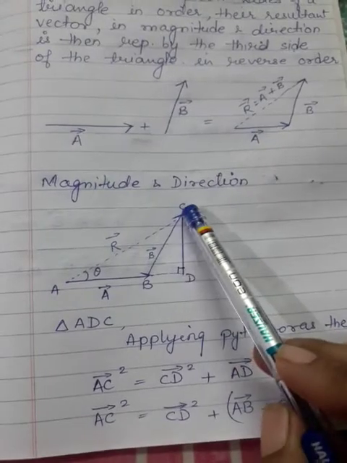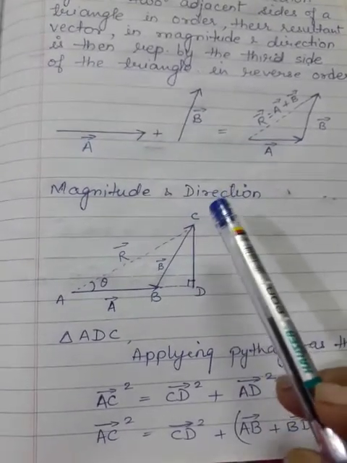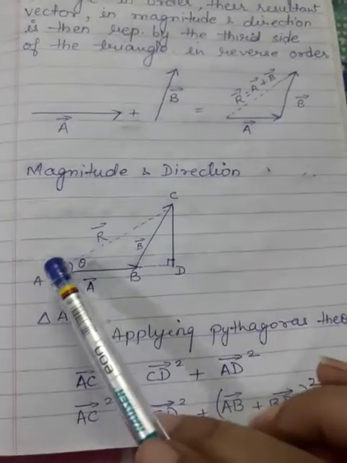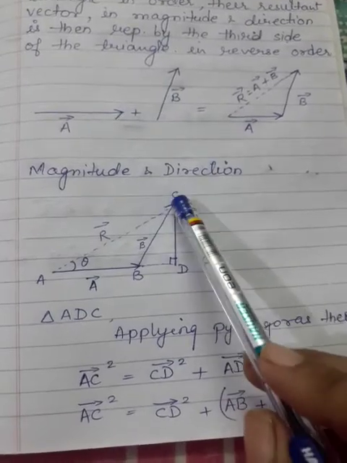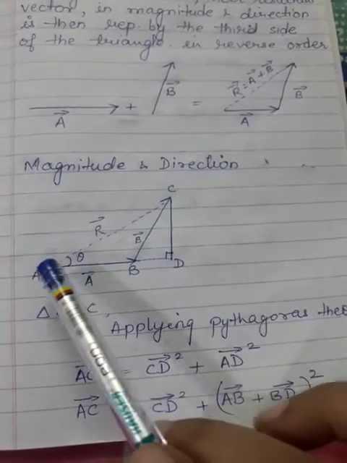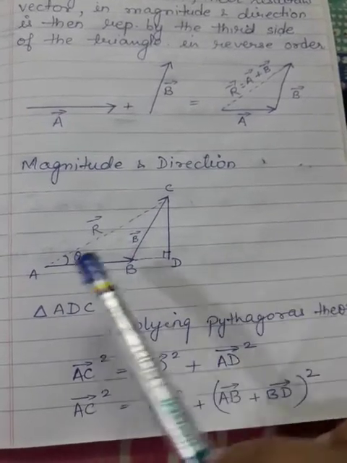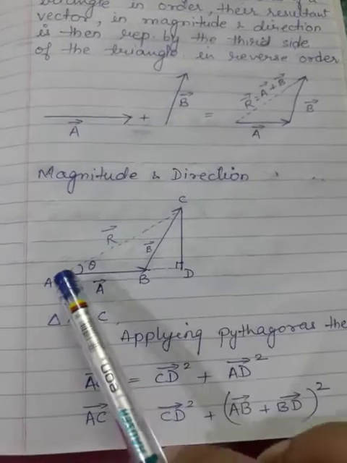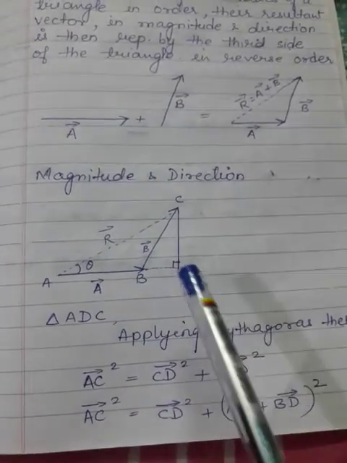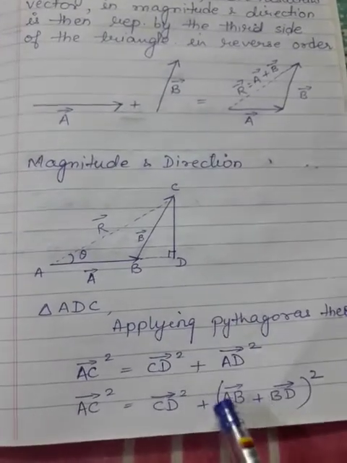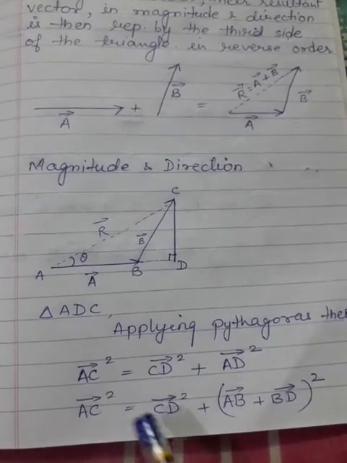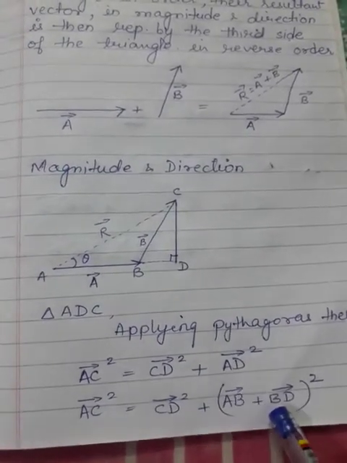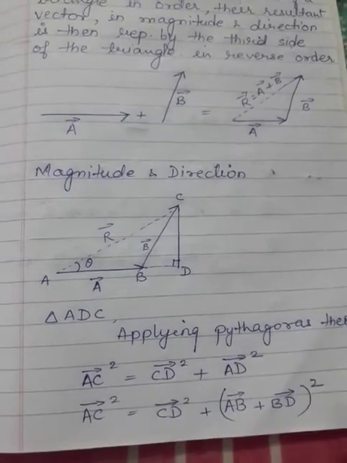Hence, AC is the hypotenuse. Applying the Pythagoras theorem, what do we get? Vector AC square is equal to vector CD square plus vector AD square. Now, if you see, AD is divided into two parts, AB plus BD. Hence, in place of AD, vector AC square is equal to vector CD square plus (vector AB plus vector BD) whole square.